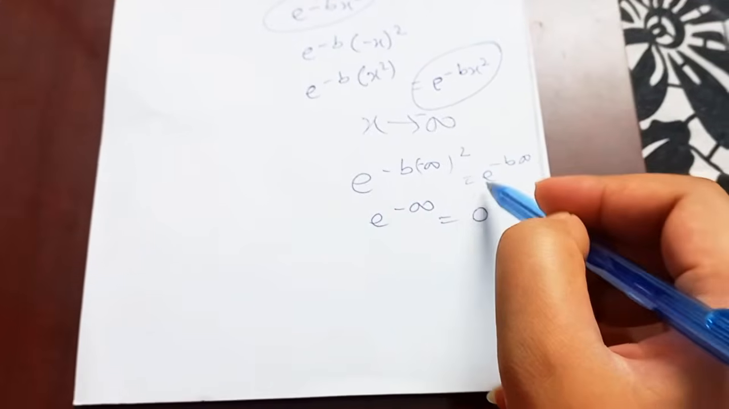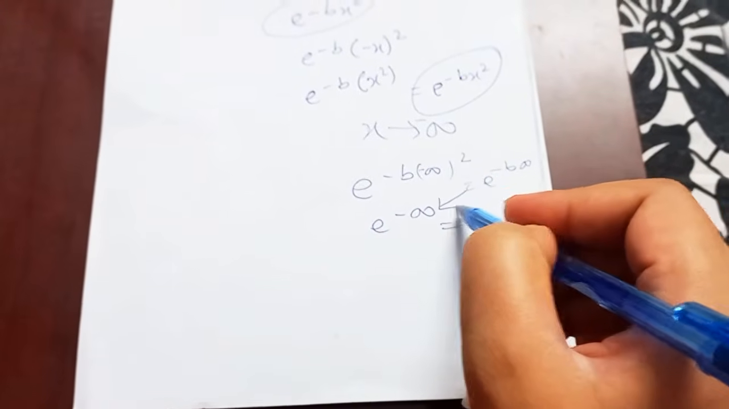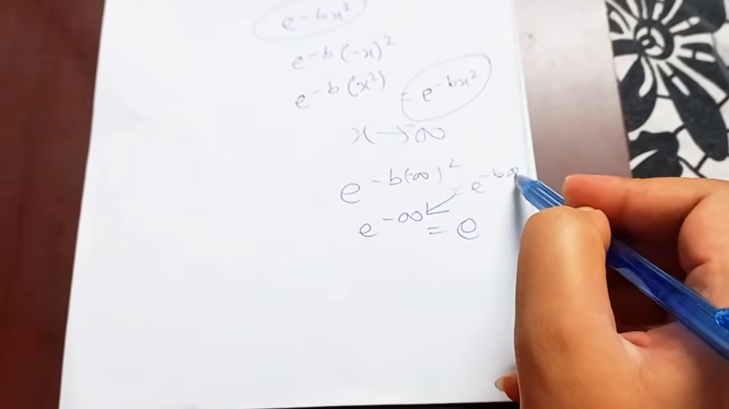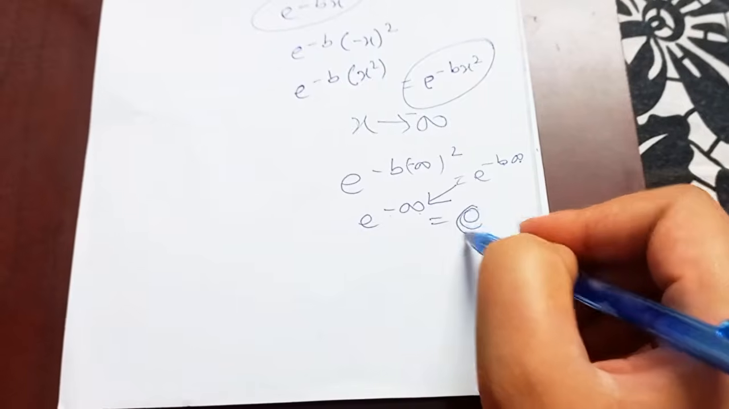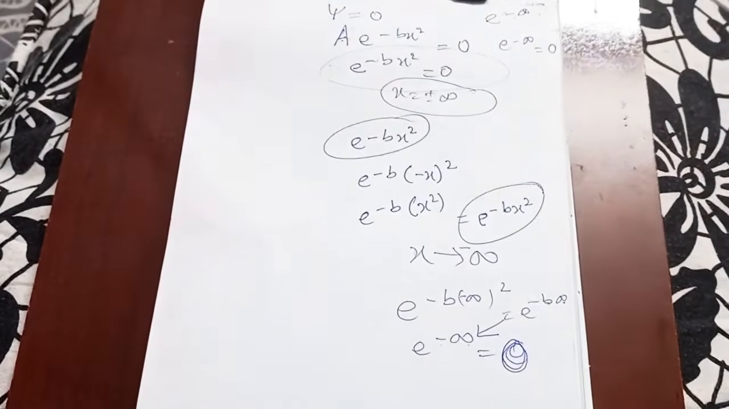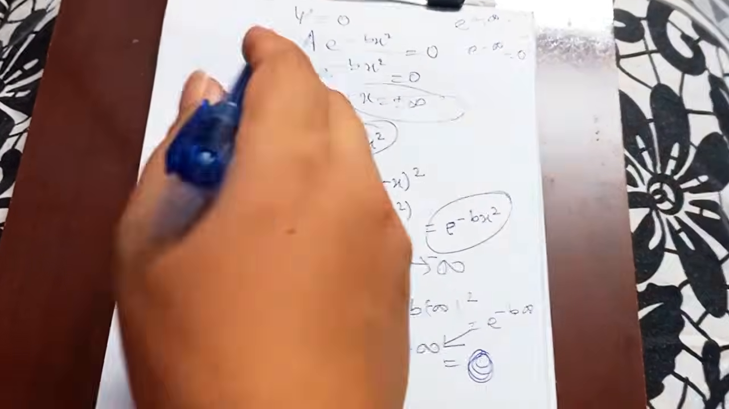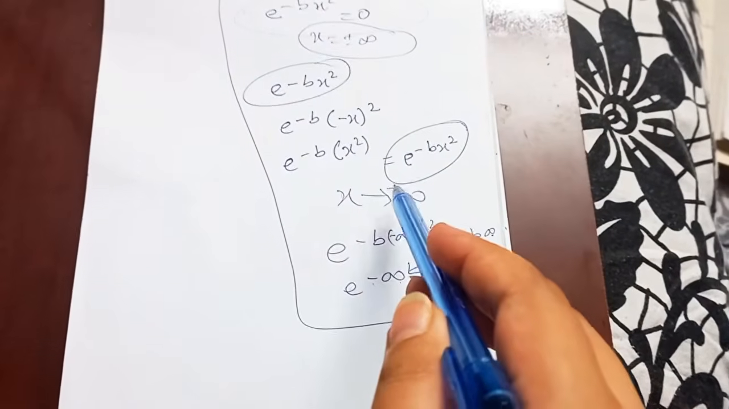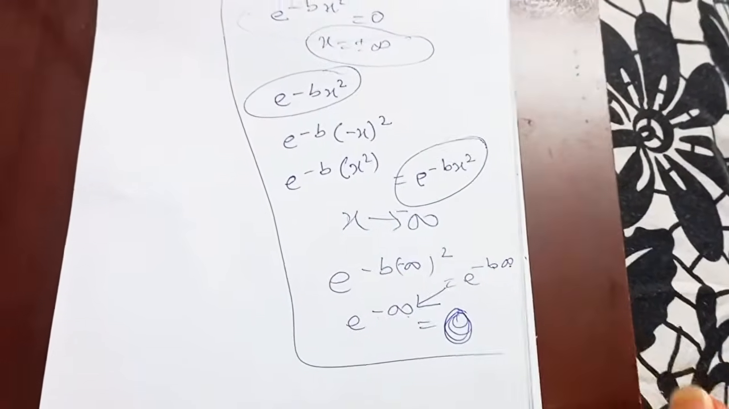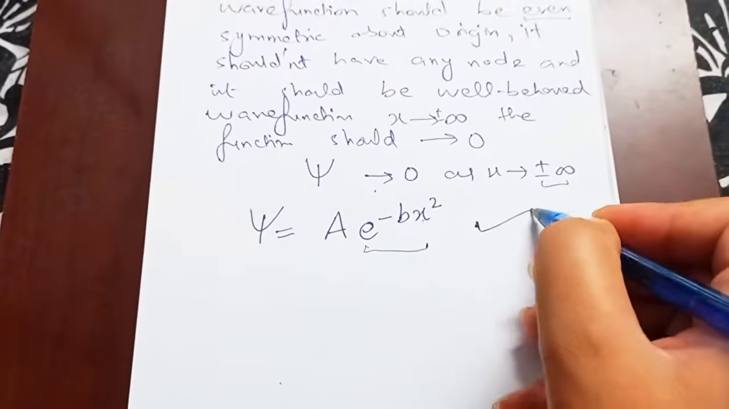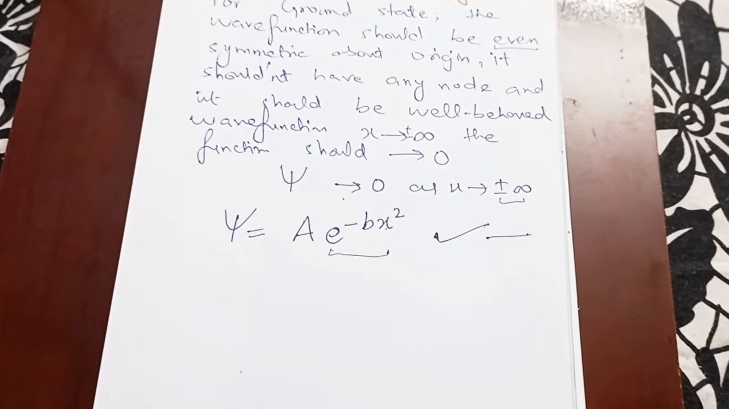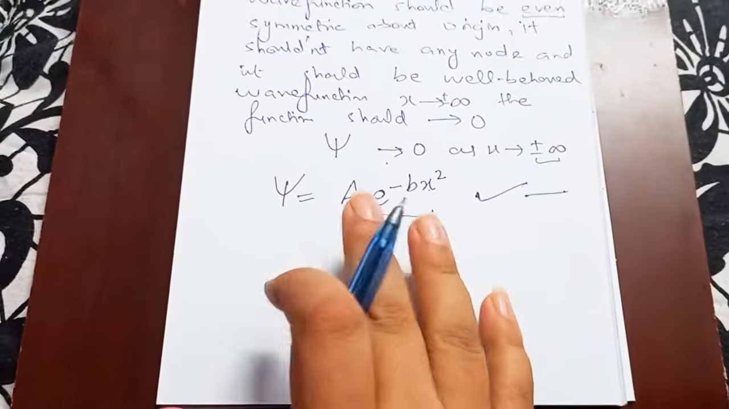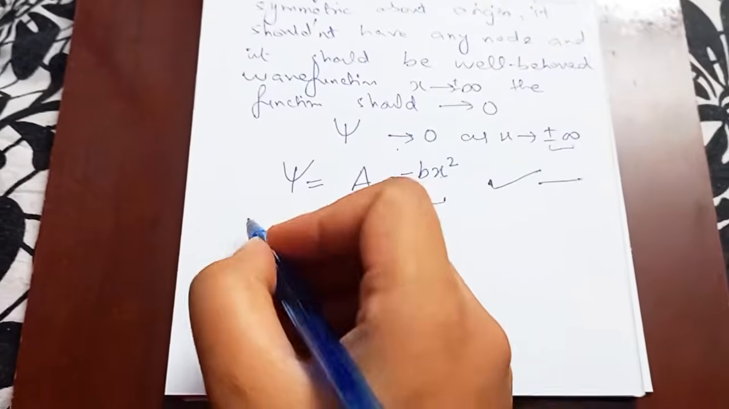Okay, and e to the power minus infinity, again the same situation, as b multiplies with the infinity to become infinity again, so we have negative infinity, and this is equal to 0 again. So we can see here that it is satisfying all of these conditions. It is becoming 0 as x approaches plus infinity and minus infinity. So yes, this is the perfect wave function that we can have for the ground state of the harmonic oscillator, and that's what we are going to use now.